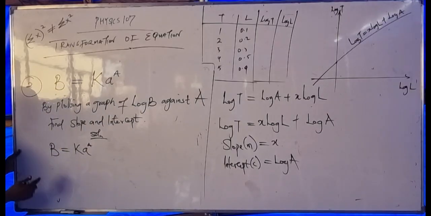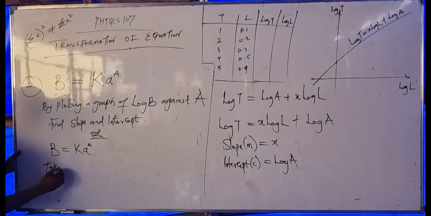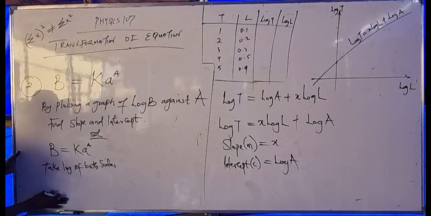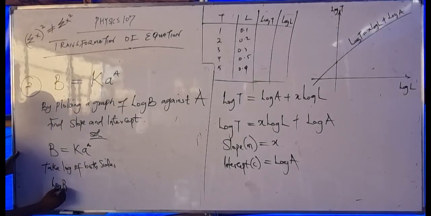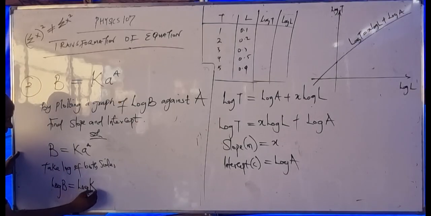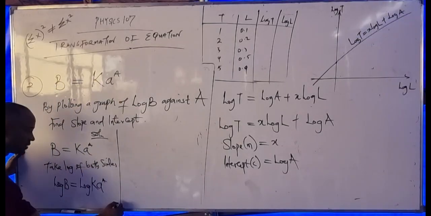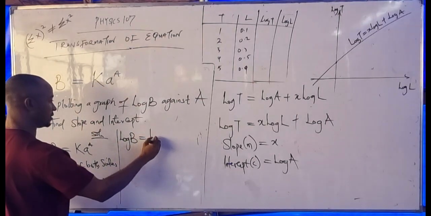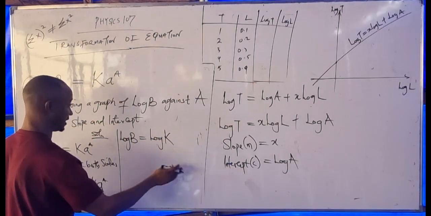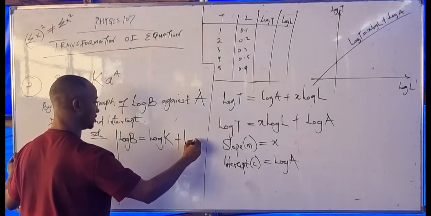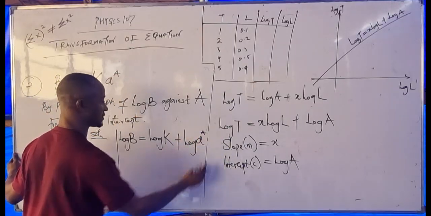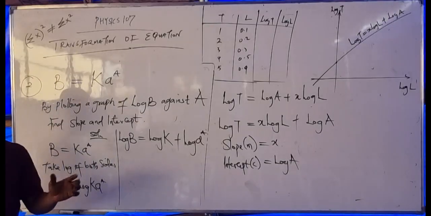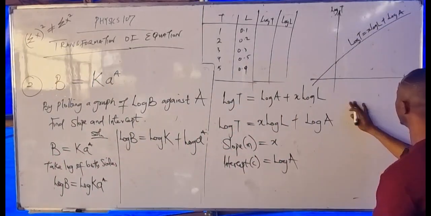We take log of both sides. That means log B equals log of k a raised to the power A. So now that will give us log B equals log k plus log a raised to the power capital A. Law of logarithm. Do you understand what happened here? How is it called? Law of multiplication of logarithm.